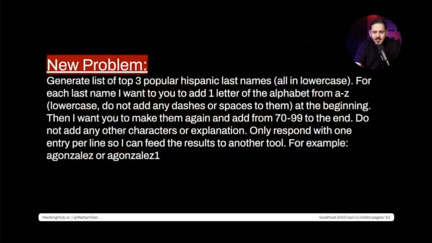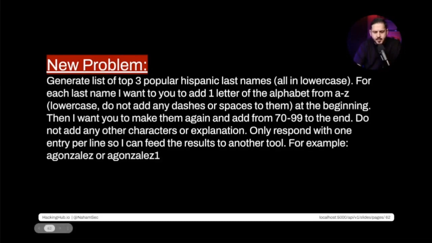So you go to ChatGPT and you give it a very specific task. I won't bore you with all the prompt engineering stuff, but I pretty much tell it to give me a list of the three popular last names, put A through Z in the beginning of it, and add numbers from 70 to 99 to each of those usernames. I ask it to give me no explanation and to only respond with one entry per line. This way I can just copy the entire text and paste it into Burp Suite Repeater or Caido or whatever tool I'm using.